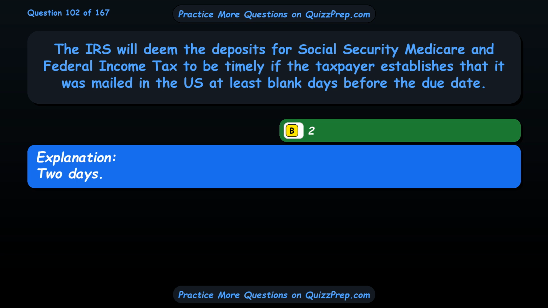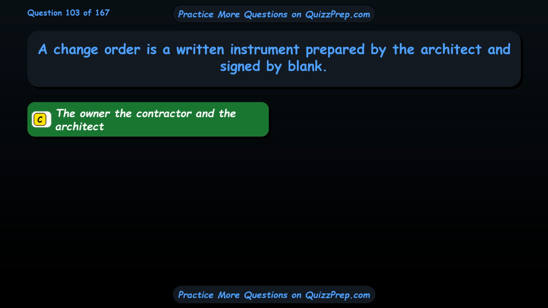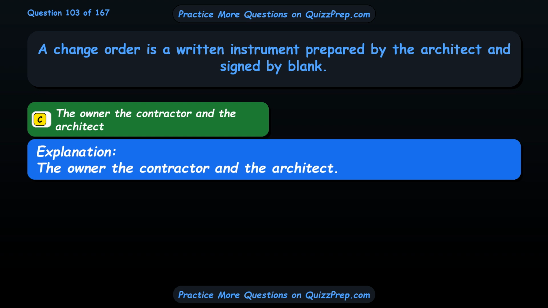2 days. Question 103. A change order is a written instrument prepared by the architect and signed by blank. Option A, the owner and the contractor only. Option B, the architect and the contractor only. Option C, the owner, the contractor, and the architect. Option D, the owner and the architect only. The correct answer is option C, the owner, the contractor, and the architect.